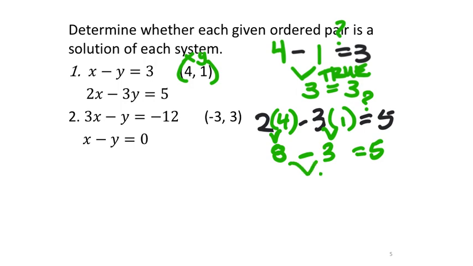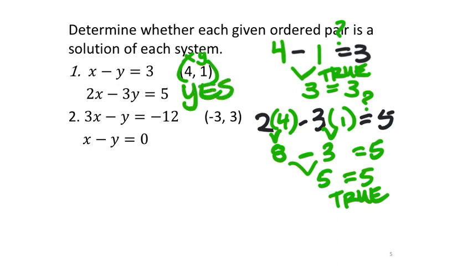So does 8 minus 3 equal 5? Yes. So that is also true. So since it was true for both equations, (4, 1) would be the solution to the system. So I'm going to say yes, it is the solution to the system. So that's number 1. (4, 1) was that ordered pair.